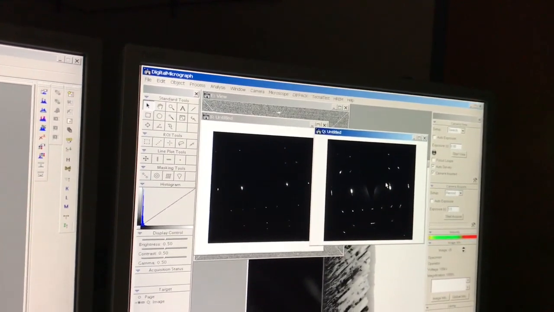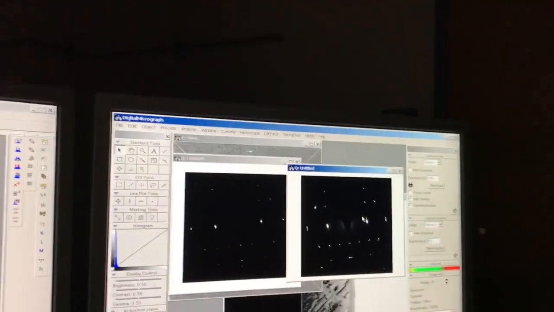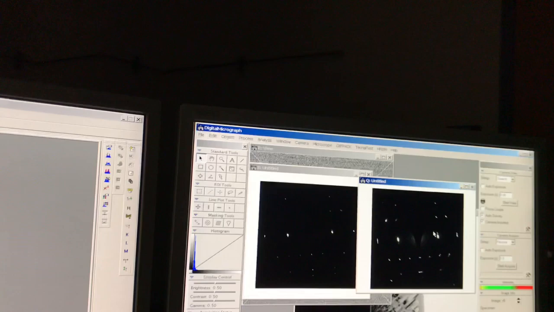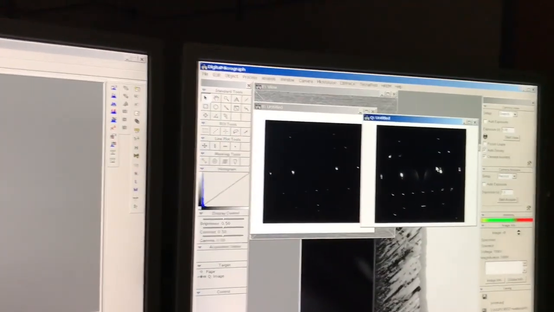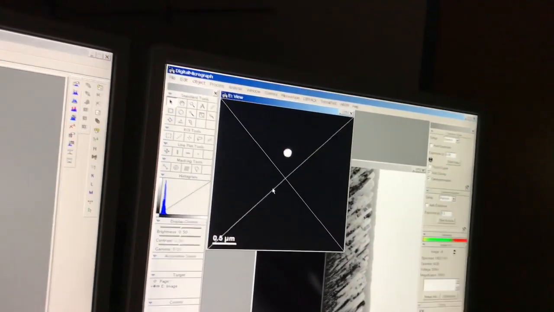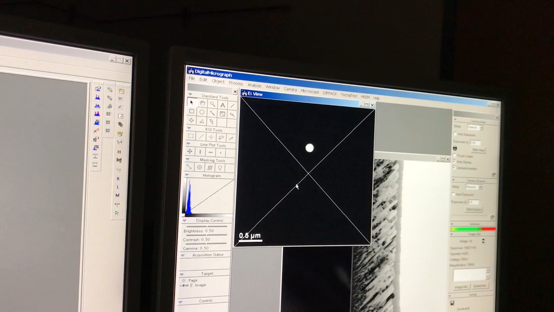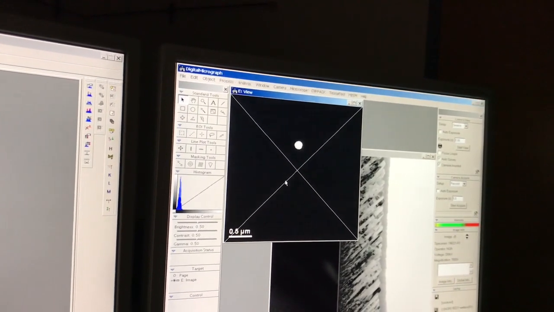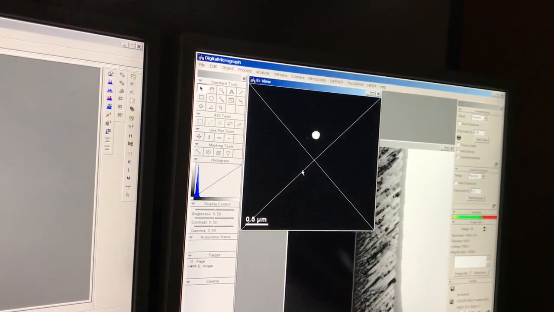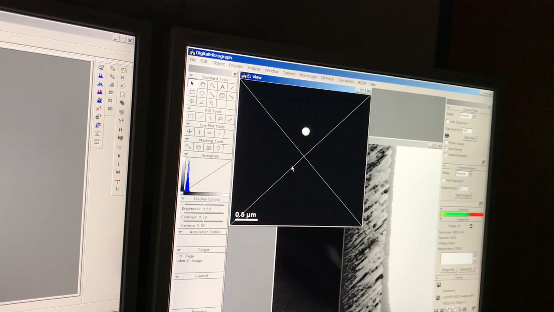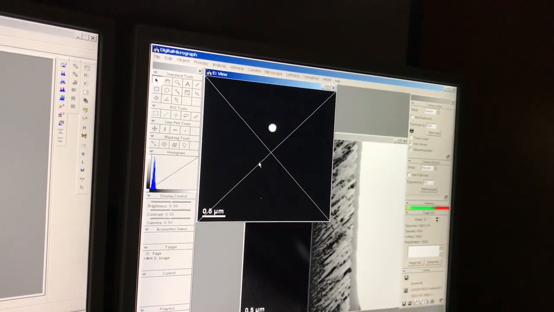Okay, so then one last thing to consider here. I'm going to go ahead and flip the screen down, go out of diffraction mode. Okay, I'm going to go ahead and minimize these. So that's my smallest field limiting aperture. So what am I supposed to do then if I want to get a diffraction pattern from an area smaller than that? Well, I have to use what's called convergent beam electron diffraction, or CBED.